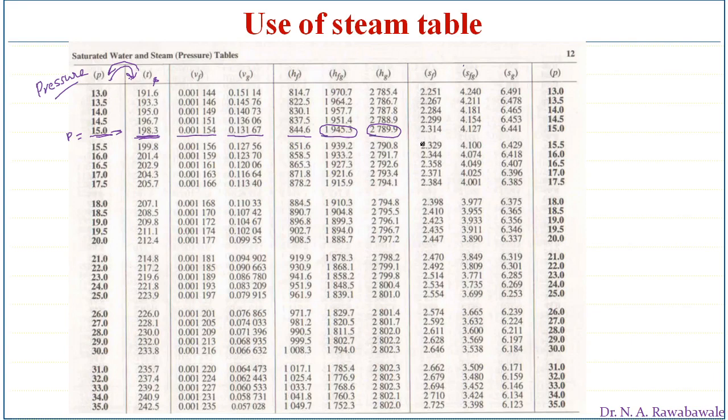Again, similar to that, we can find out entropy of water. So in this case, entropy of water is 2.314 kilojoules per kg degree Kelvin. Entropy of evaporation is nothing but 4.127 kilojoules per kg degree Kelvin, and this is nothing but Sg, which is sum of these two. So if we add Sf and Sfg, we get Sg. So this is 6.441 kilojoules per kg degree Kelvin. So corresponding to this 15 bar pressure, these values we can obtain. So this is how we can find out values corresponding to pressure and corresponding to temperature.